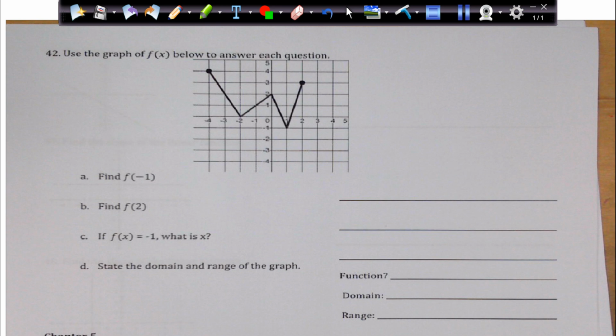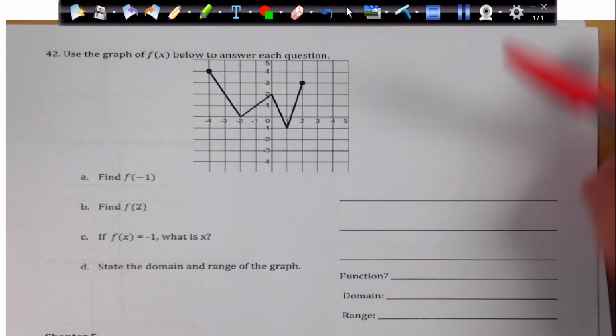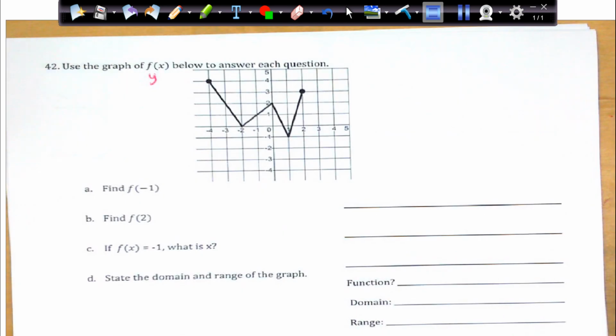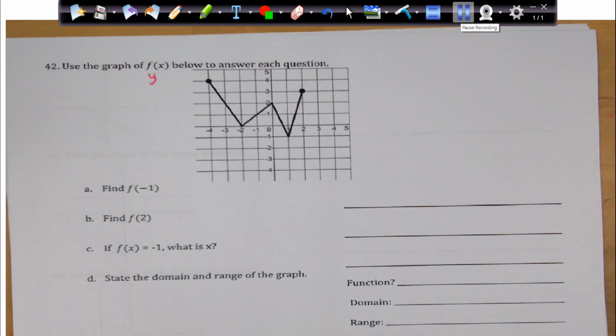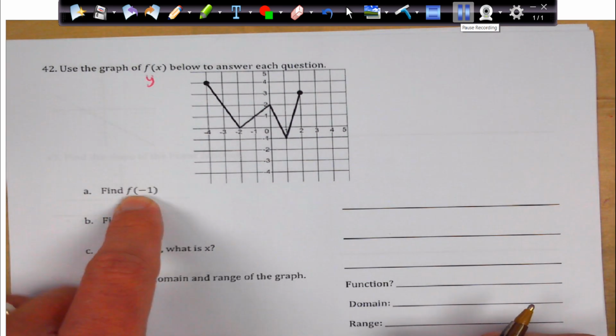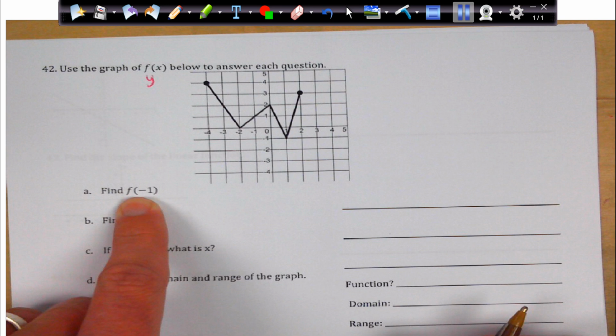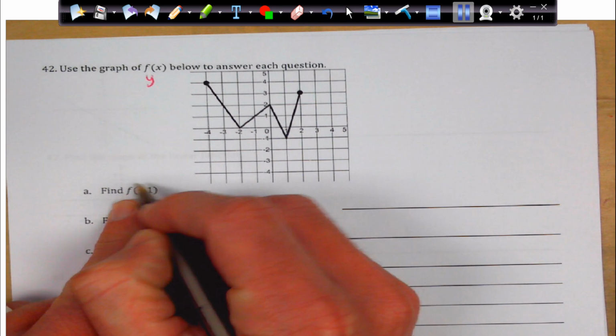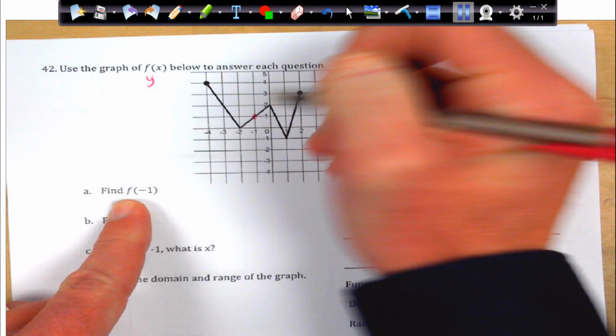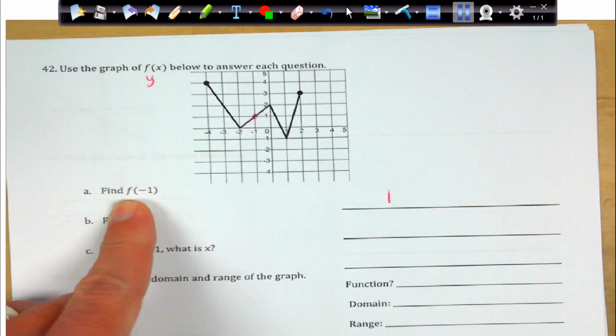Alright, number 42. So f of x is really the same as y. So when we look here, it says f of negative 1. This plugs in for x, so I'm asking what's the associated y. Negative 1, I look up and we see 1 right there. So we get a value of 1.